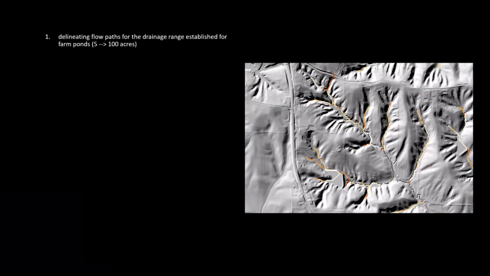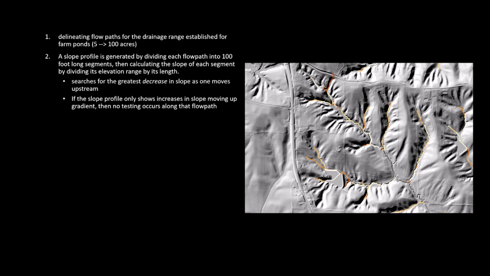The process begins by delineating flow paths from the drainage range established for farm ponds, and that again is the 5 to 100 acres. Those segments contributing 5 to 100 acres are then divided into 100-foot long segments, and these will be used for calculating the slope along each of those segments to look for the proper elevation range. Whichever 100-foot segment has the largest decrease in slope moving upstream along the flow path is selected for further testing. Only one site is tested along each flow path.